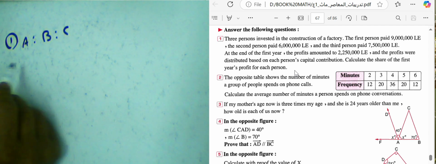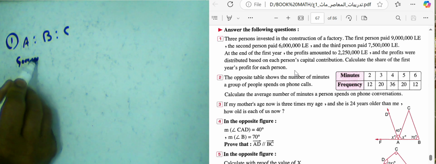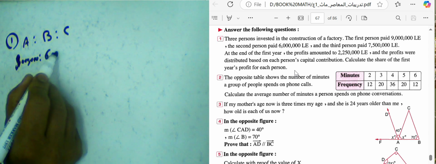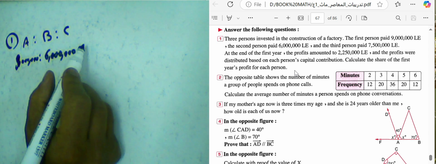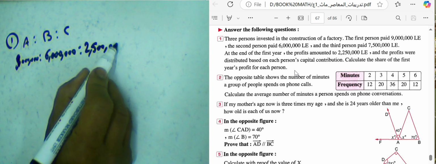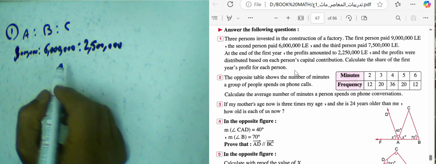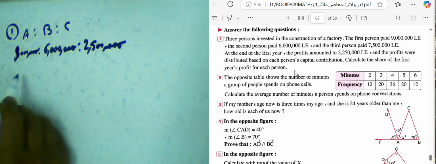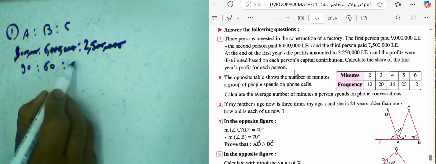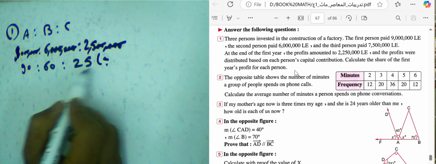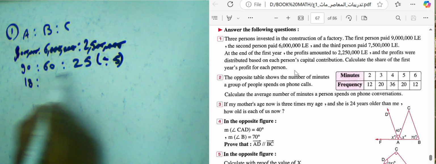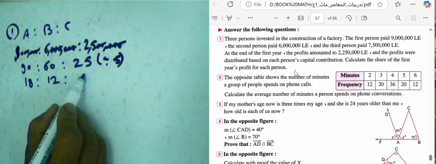We can write first 9 million and second 6 million and the third 7,500,000. Okay, we must find the ratio in the simplest form, divided by 1,000 and then divided by 100. So we have 90 to 60 to 25. Then you can simplify it, the common factor between them is 5. 90 divided by 5 equals 18, 60 divided by 5 will be 12, and 25 divided by 5 is 5.